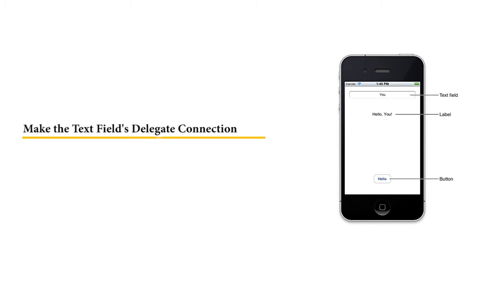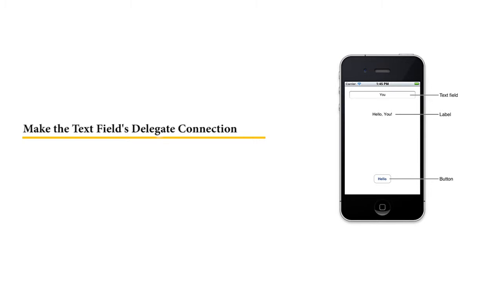You need to specify a delegate object for the text field, because the text field sends a message to its delegate when the user taps the Done button in the keyboard. Recall that a delegate is an object that acts on the behalf of another object. In a later step, you'll use the method associated with this message to dismiss the keyboard.